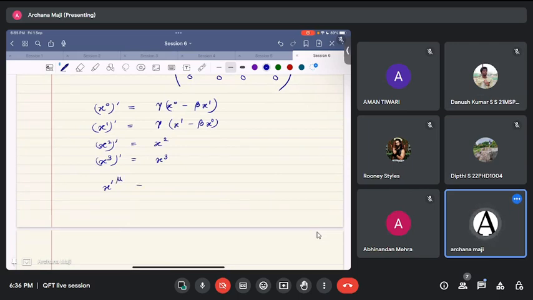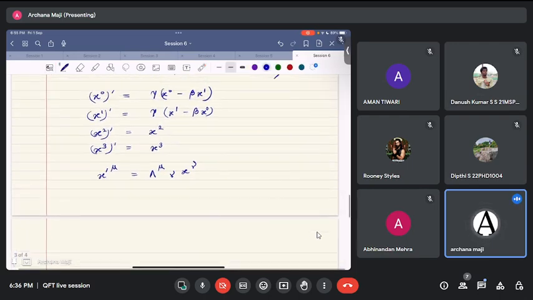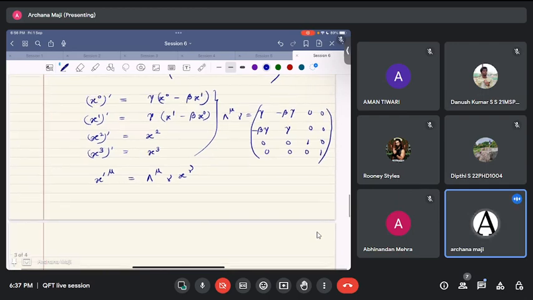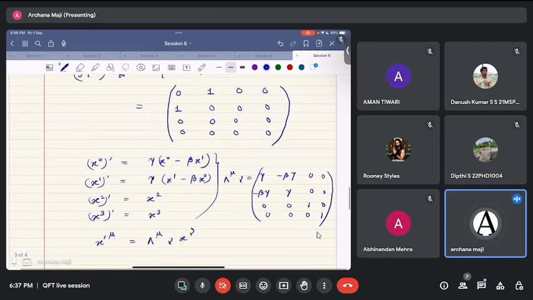So x prime mu is lambda mu nu x nu, right? And what is the lambda mu nu matrix corresponding to this boost along x1 direction? Lambda mu nu is equal to gamma, minus beta gamma, 0, 0, then minus beta gamma, gamma, and 1 here, right? So clear up to this.